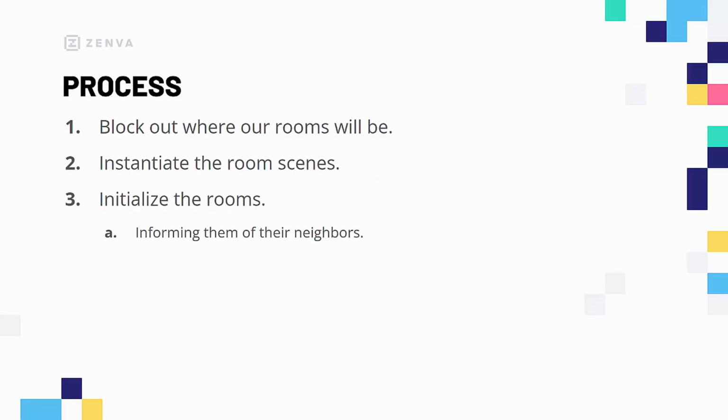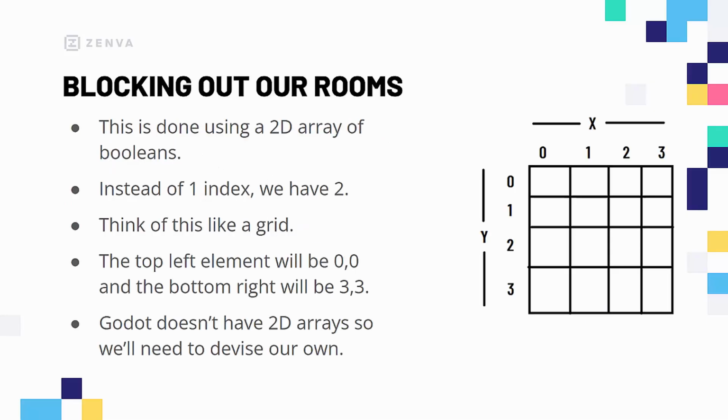Now, the process is going to be done in 3 steps. First of all, we are going to block out where our rooms will be. So basically, is there going to be a room here, here, here, here, here, yes or no? Then we are going to instantiate the room scene. So we're then going to look at the little block out we've done and go, okay, let's spawn a room here, spawn a room here, and then we're going to initialize the rooms. And this essentially means telling a room, hey, you have a neighbor to the north and to the south, so add a door to the north, add a door to the south, and to the east and west, just have a barrier. So how are we going to block out our rooms?